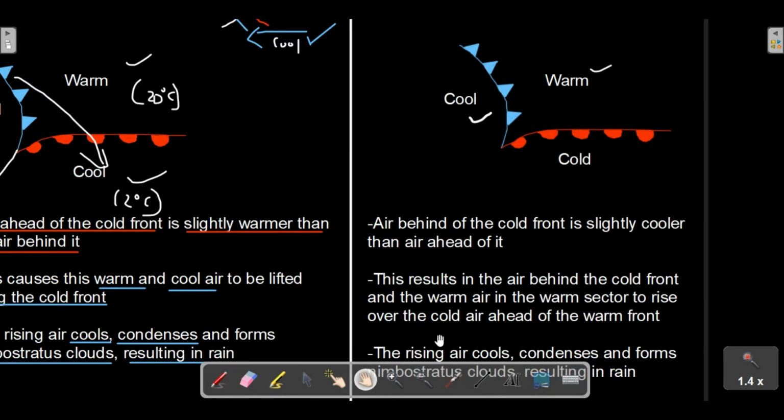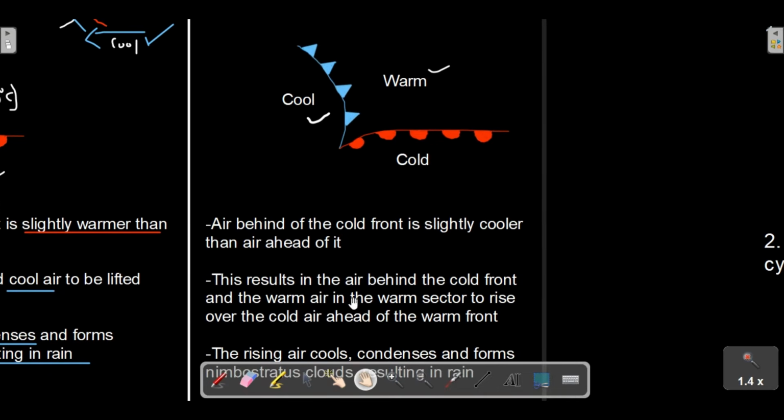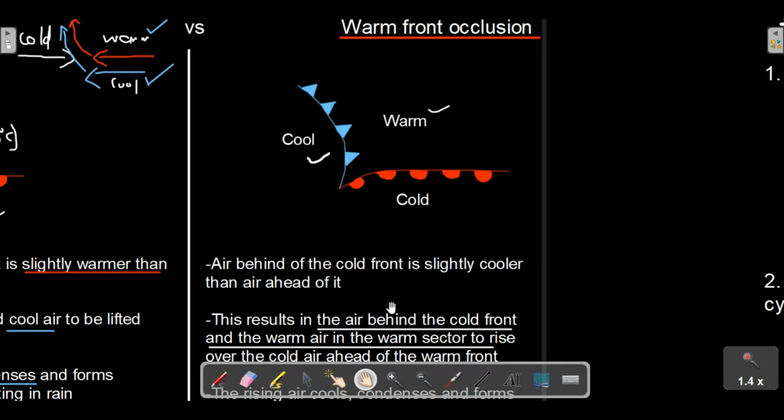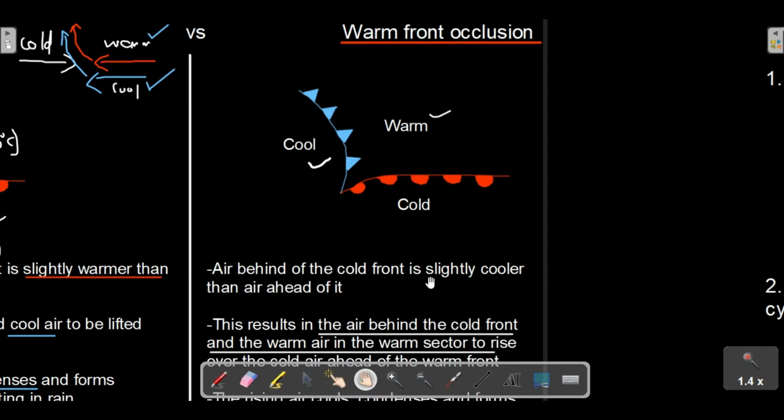So, and then what happens now? Now this results in the air behind the cold front and the warm air in the warm sector. Okay, this is the air mass that we're referring to. The air behind the cold front, this is the cool air, and the warm air in the warm sector, okay, to rise over the cold air ahead of the warm front. Guys, I know it can be confusing with the ahead, the behind there.